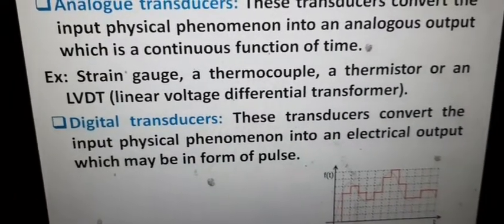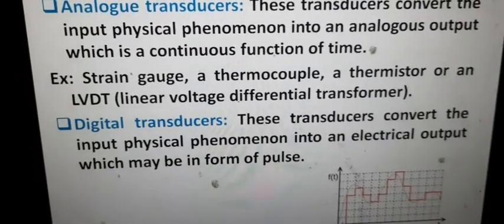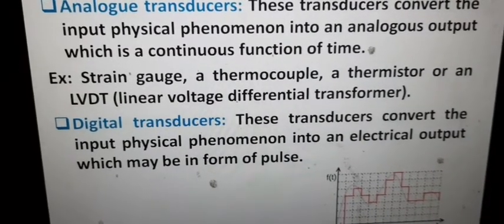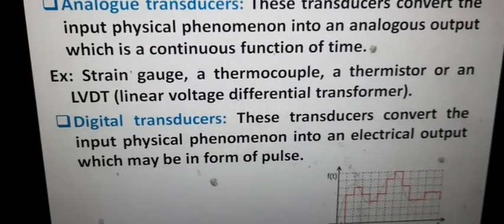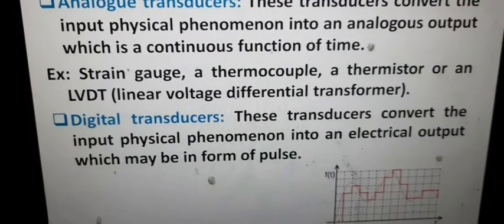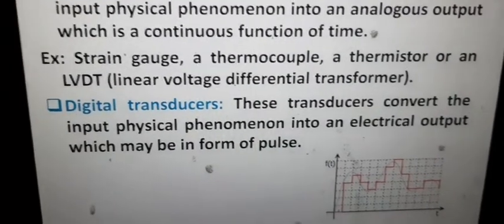But if we get the data in the form of digital output, or in the form of pulses, then we call that type of transducer a digital transducer.